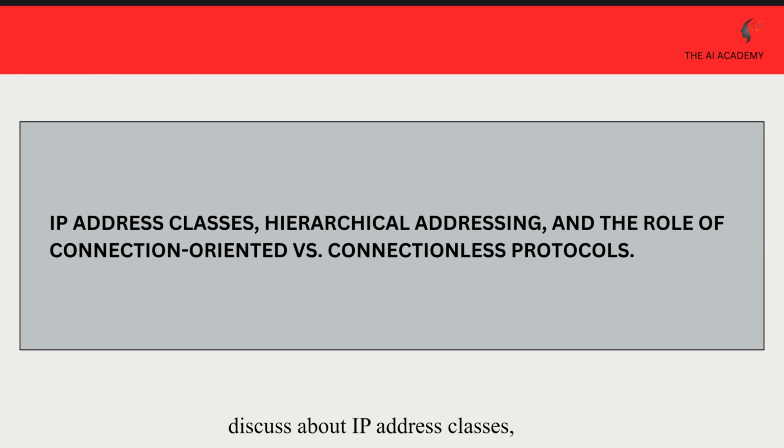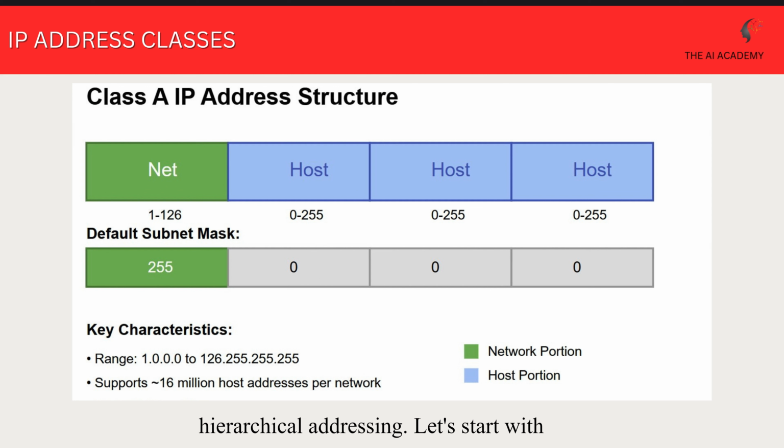Let's now discuss IP address classes and hierarchical addressing. Let's start with IP address classes. In IPv4, IP addresses are divided into 5 classes: A, B, C, D, and E. Each class serves a specific purpose and helps networks organize and allocate addresses. The first one is Class A.